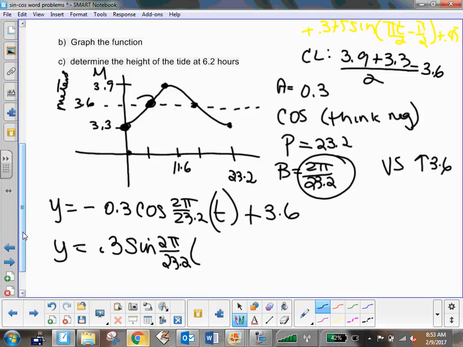Now, I got to know what this value is right here because that's what I'm shifting. How do I figure this out? Okay, this is why we did all this practice, right? We take 11.6 and we divide it by 2, 5.8. So we're going to go t, and then are we subtracting or adding? 5.8, and then plus 3.6.